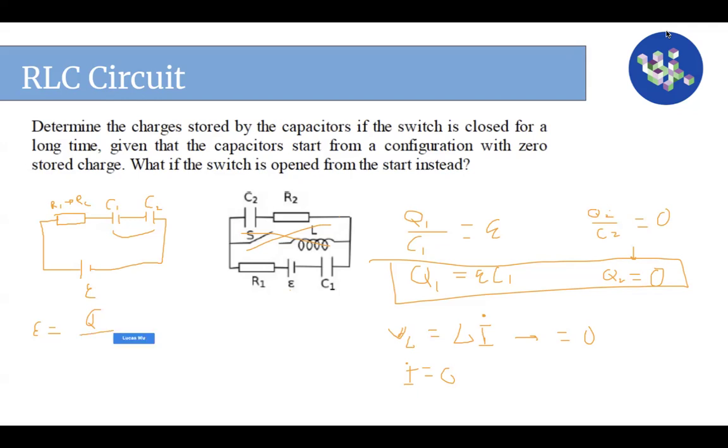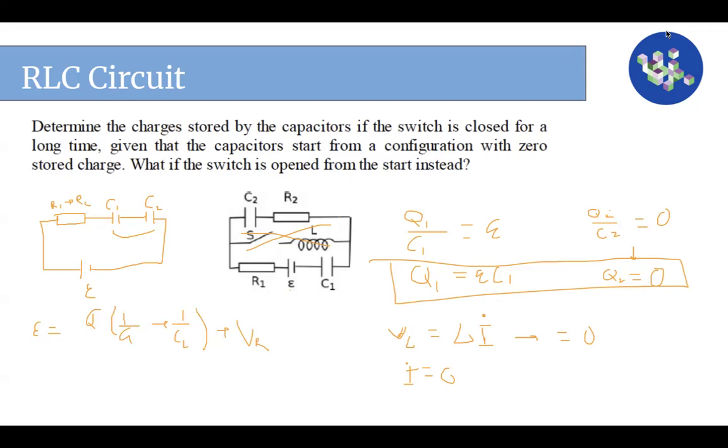So Q over C1, or I'll pull out the Q: Q times 1 over C1 plus 1 over C2, and then plus some voltage across the resistor, equals epsilon. Well, I know that because the switch was open for a very long time, the current in the circuit is equal to zero.